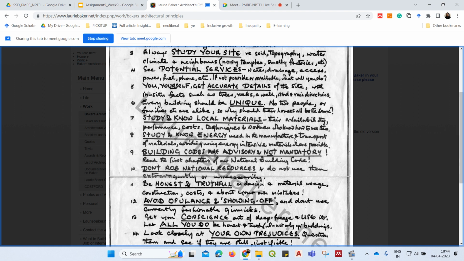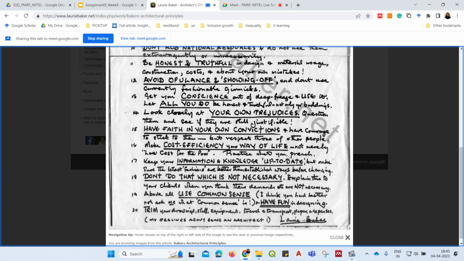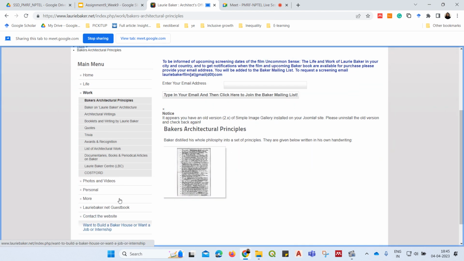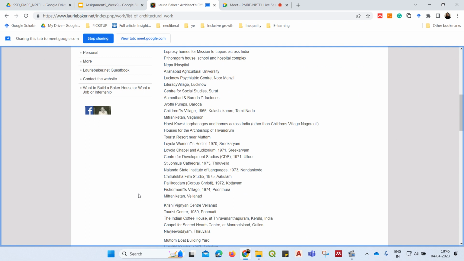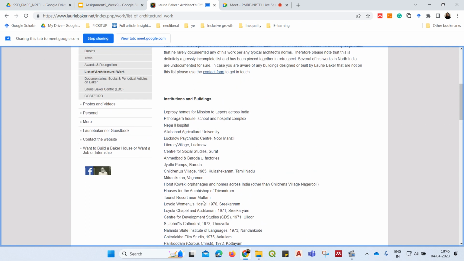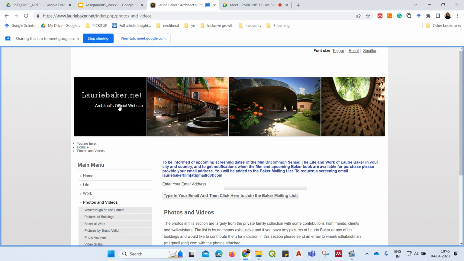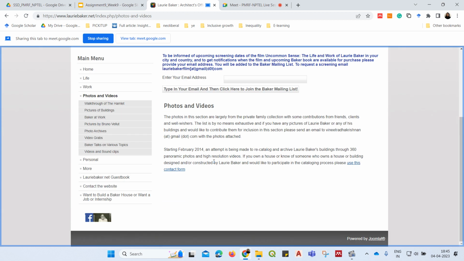Then study and know energy. So energy efficiency and low embodied energy of the materials and things like that. Again, following on the principle of vernacular design, things like that. So you can go through these. You can even see his different architectural works, what all he designed. And if you want to go into details, you can even find resources online, and you can see how he incorporated his beliefs of vernacular architecture and elements of vernacular architecture in his building. So I have provided this link. I hope this is helpful to you.